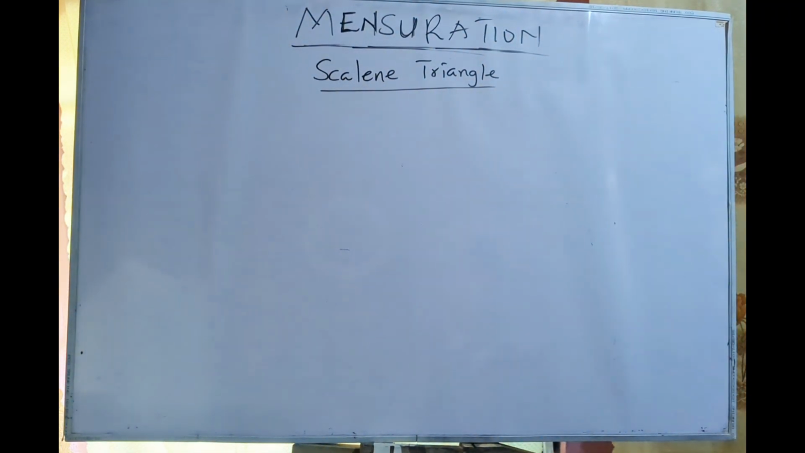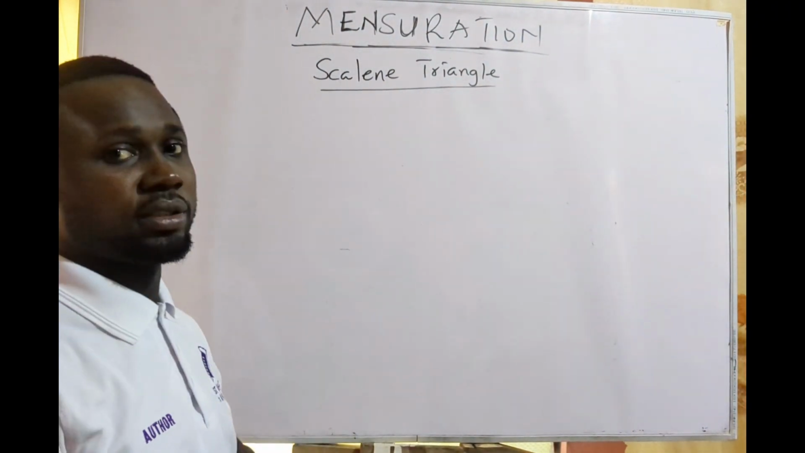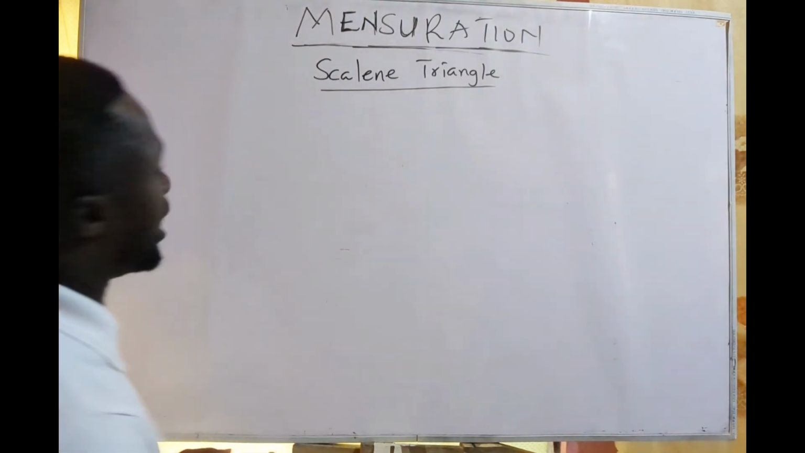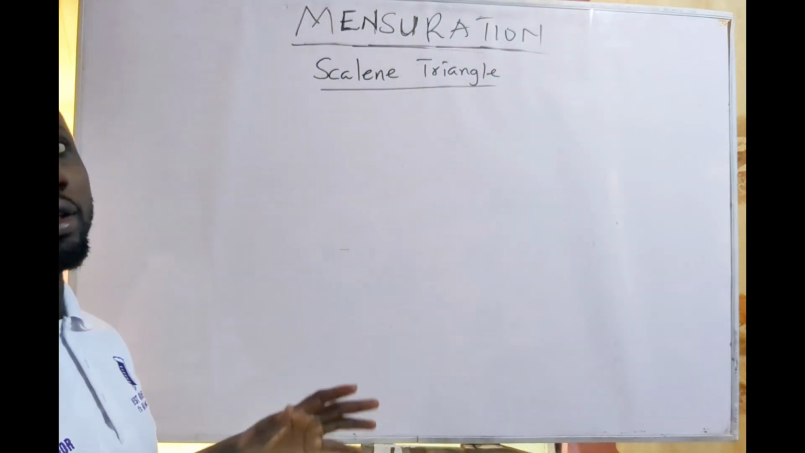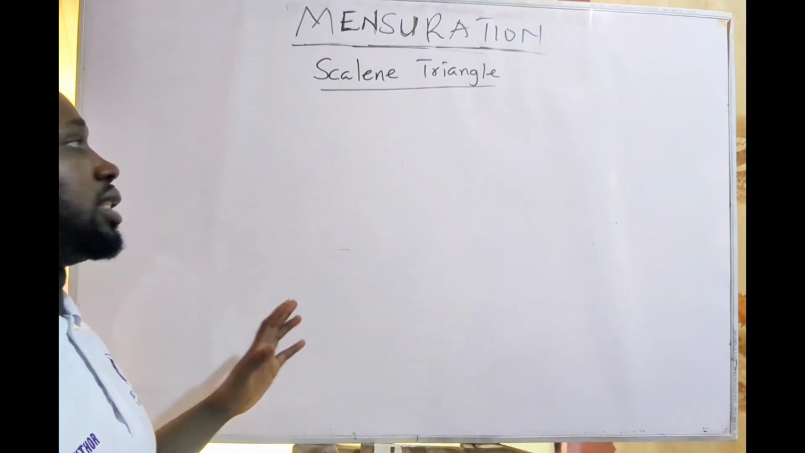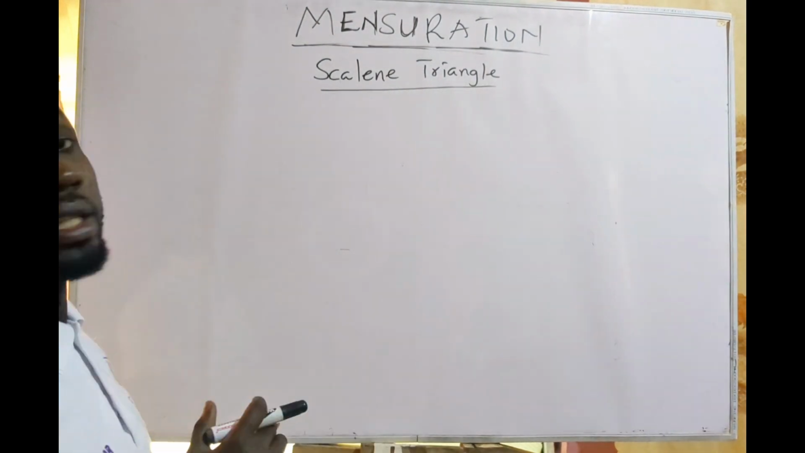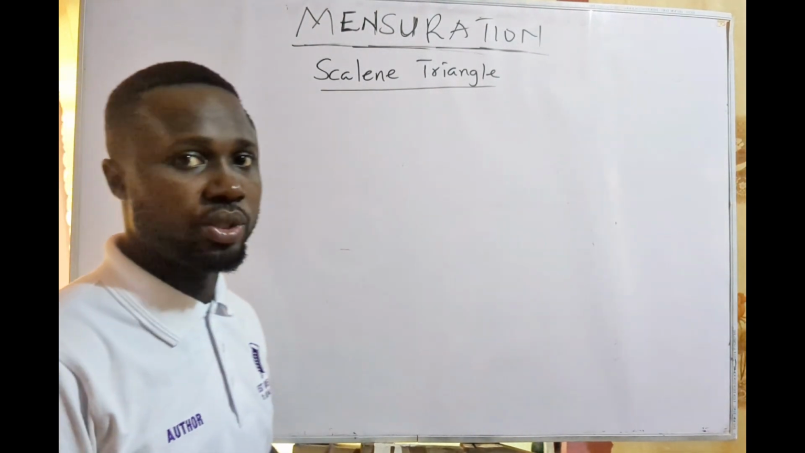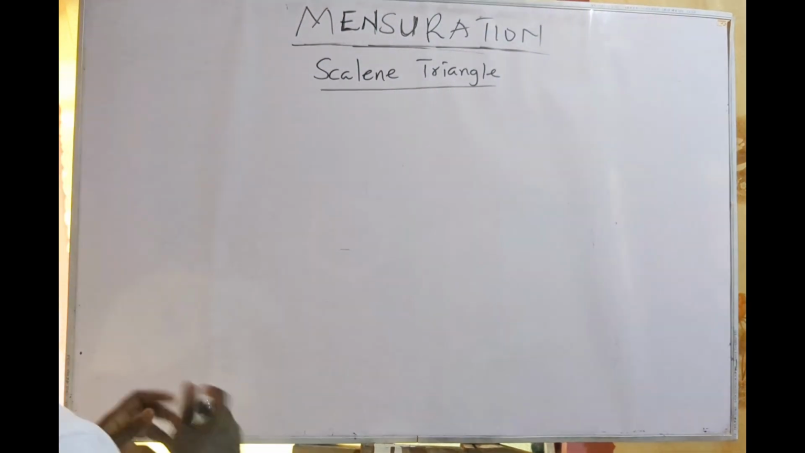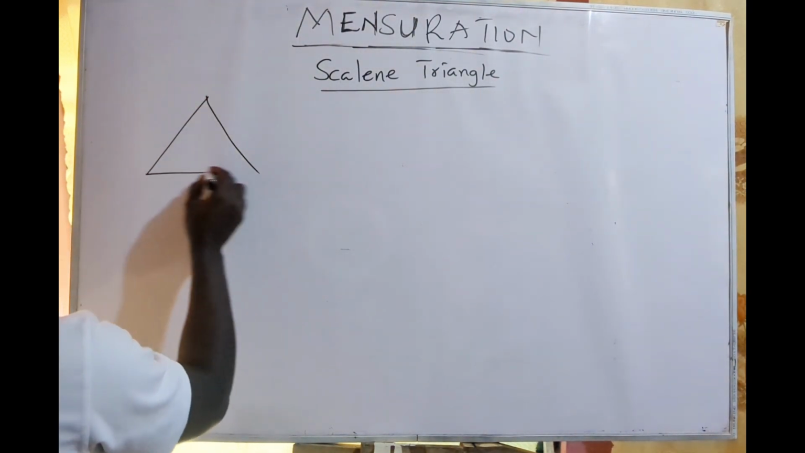Okay, so let's look at this type of triangle too, the scalene triangle. With a scalene triangle, we have different sides. All three sides are not equal, none of them is equal. All three sides are different. It means that each interior angle is also going to be different.